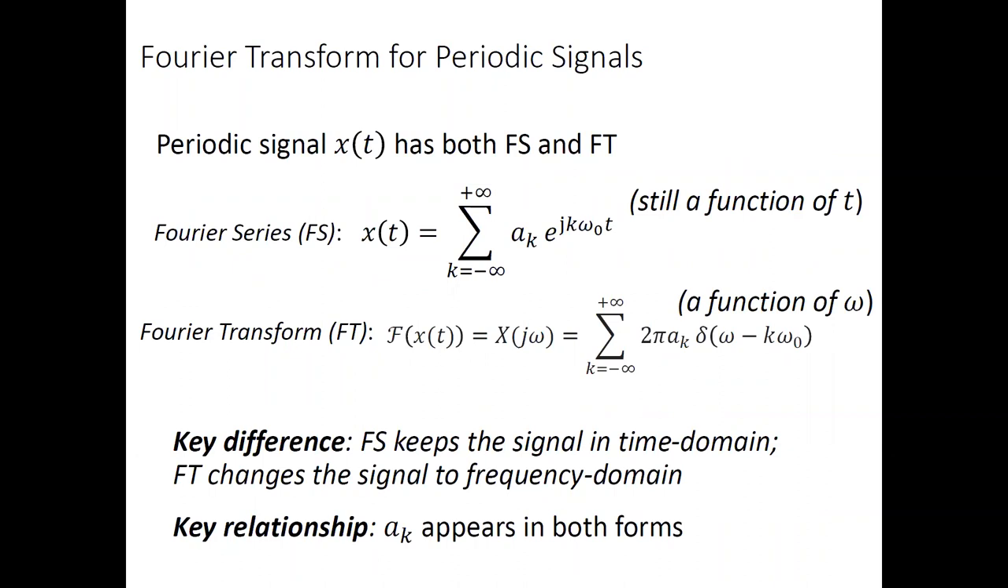x of t has both Fourier series and Fourier transform. Fourier series is just what we learned from last chapter. For the Fourier transform, we have this dedicated notation, calligraphic F for Fourier transform. And after Fourier transform, it's also a function of omega. So as a convention, we write it as X of j omega.